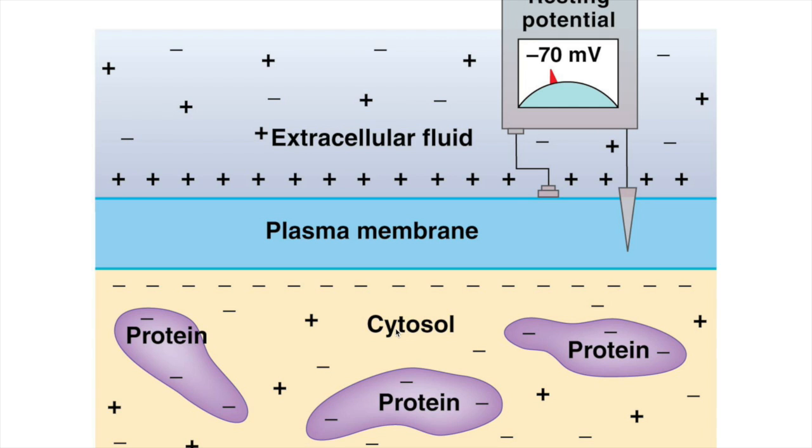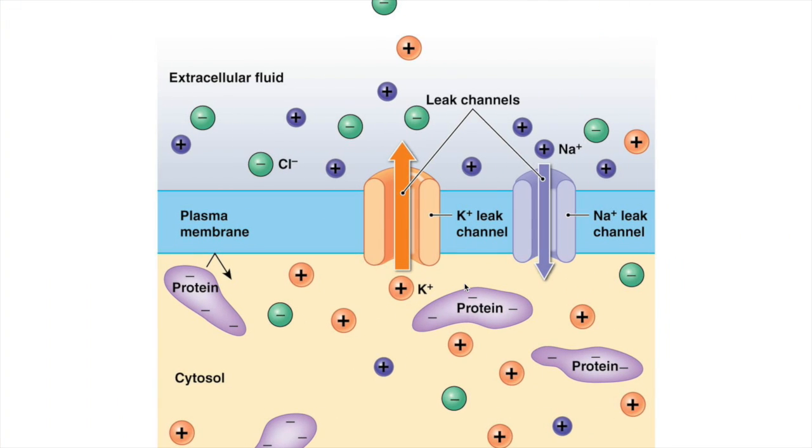The potential energy difference across the plasma membrane is called the membrane potential. And for a resting cell, the inside is usually negative compared to the outside, about negative 70 millivolts. And so this figure shows that the inside of the cell is negatively charged. And this is due to ions normally cannot cross the plasma membrane, but we do have some leak channels that will allow potassium and sodium to cross the plasma membrane.